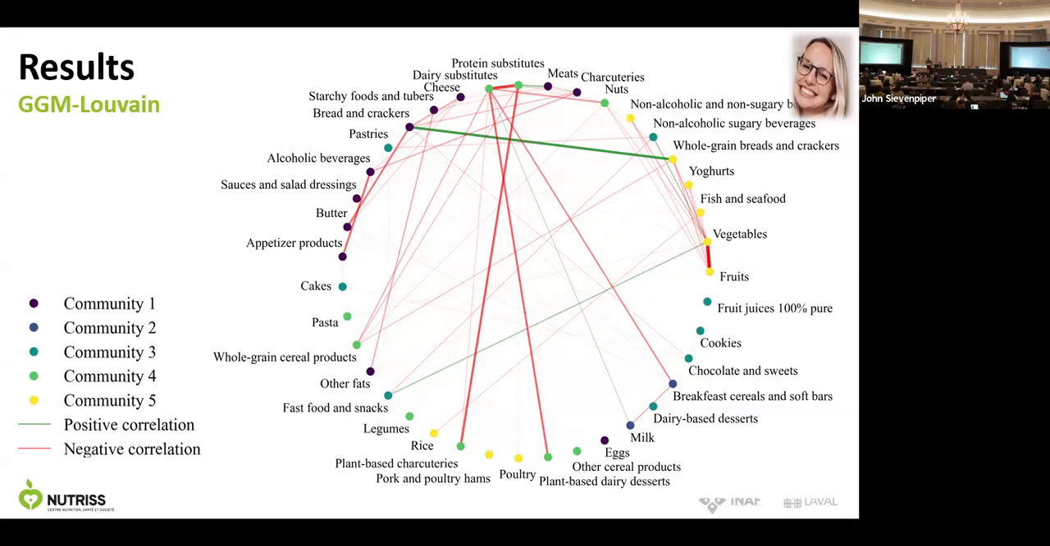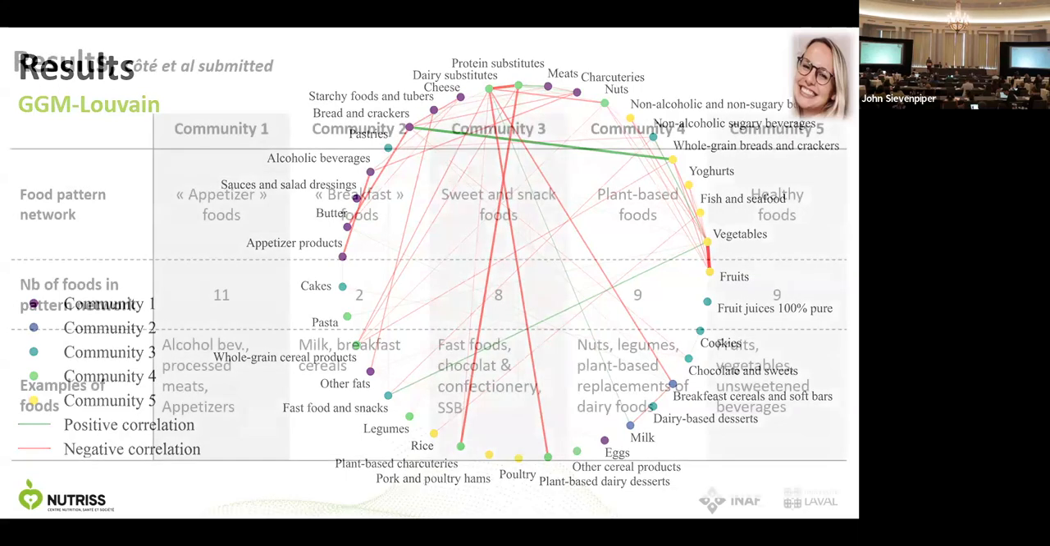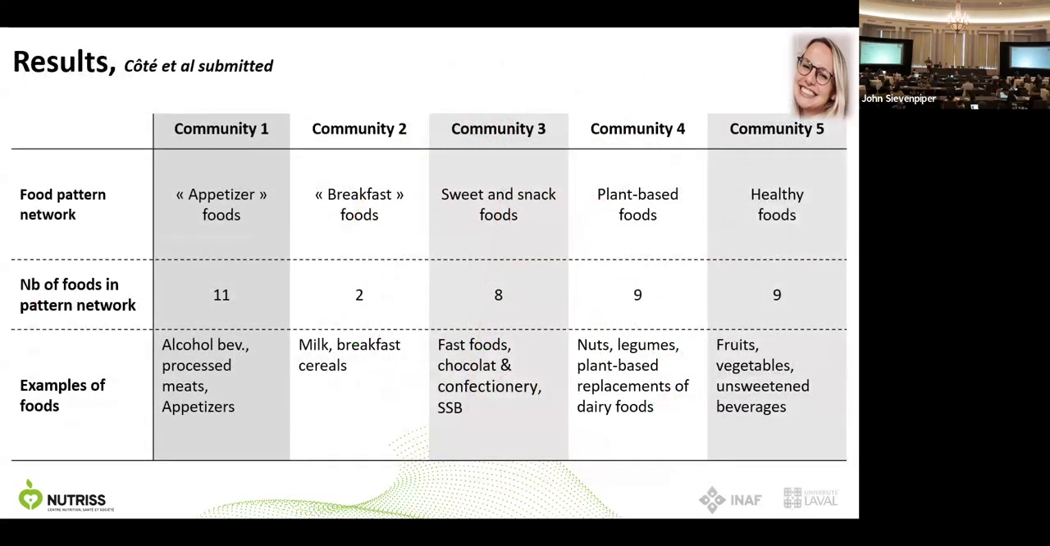So basically, you can group the foods that are closer in the network that form a community of food. So in this particular population, we had 5 communities of foods that were strongly correlated and had a strong relation between each other. And then you give them names. In France, we had the first community, just to give an example, which we call the appetizer foods.